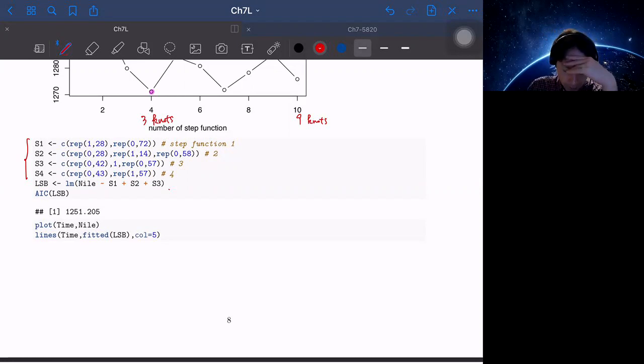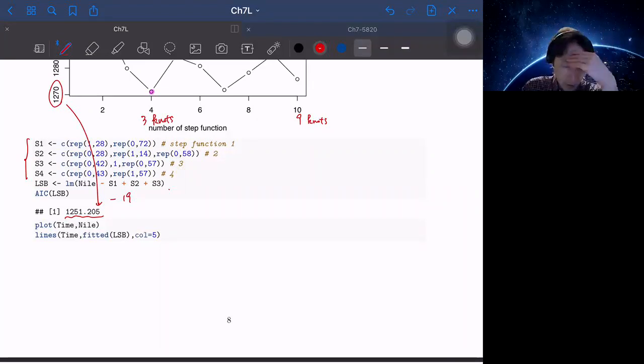Then this model actually achieves the AIC of 1,251. So this is much better. The previous was 1,270. So the decrease is 19. So this is very large.